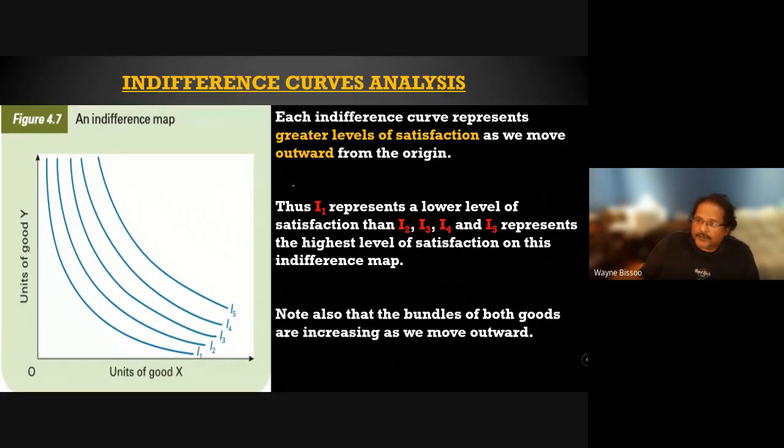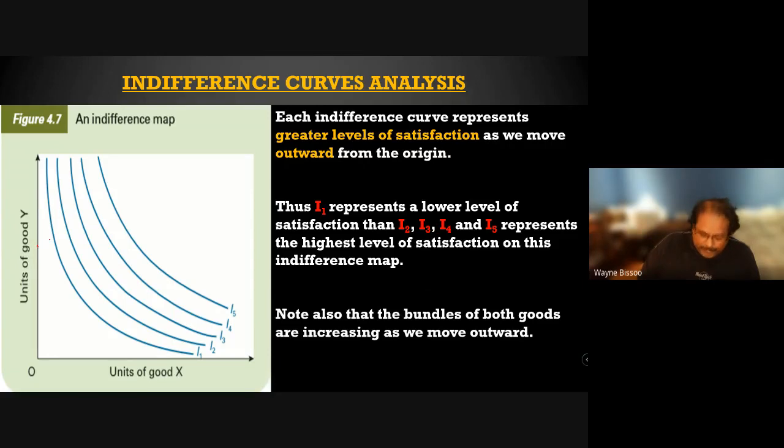Each indifference curve represents greater levels of satisfaction as we move outward from the origin. Thus, I1 represents a lower level of satisfaction than I2, 3, and 4, with I5 representing the highest level of satisfaction on this indifference curve map. Notice also that the bundles of both goods are increasing as we move outwards. Let me just show you something here.